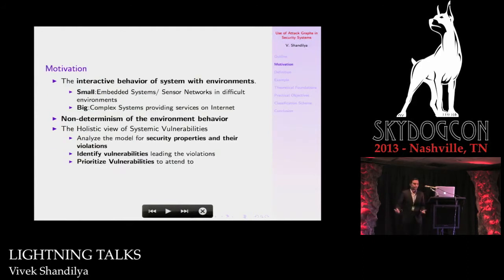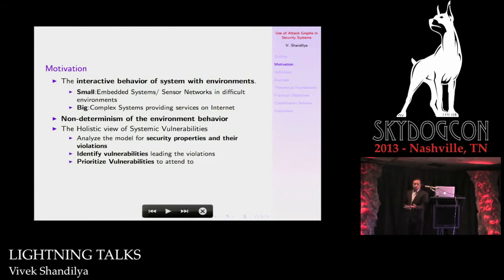So what's the basic motivation? Today, all the computational systems, whether they're big or small, are becoming more interactive with their environments. This is the trend that is getting on, and as the behavior of the environment has an intrinsic non-determinism associated with it from the system's perspective, it's a very difficult challenge to predict all the system's behavior and the interactions, so that none of which should lead it to an unsafe state.